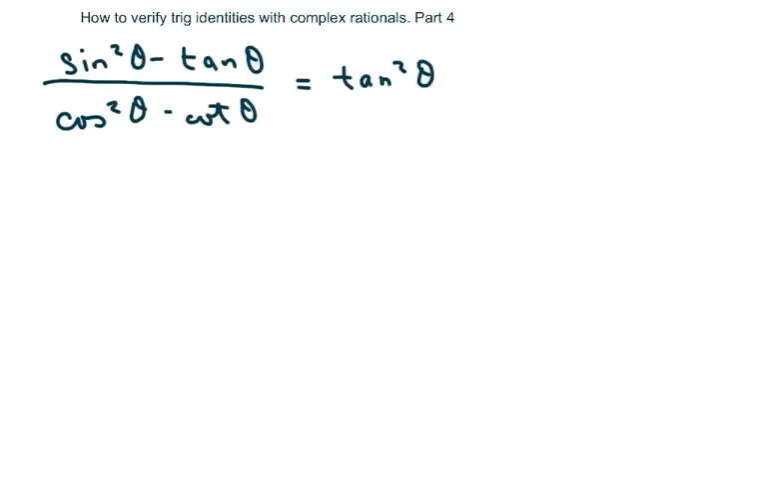Everyone, we're going to verify trig identities with complex rational expressions. We're only doing one here. Most of my students have a hard time with this one. So the first thing I'm going to do is write this in terms of sine and cosine, and I'm going to go ahead and work on the left side of the equation.